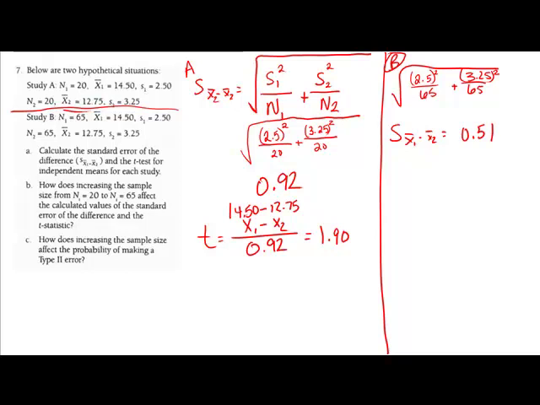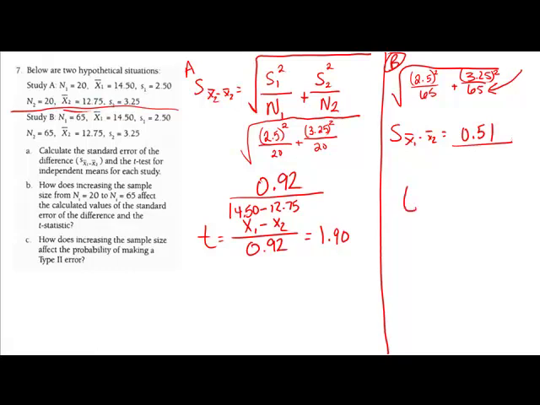So what happened? The only thing that's different between study A and study B are the sample sizes. N1 is 20 in study A; N1 in study B is 65. So we've increased our sample size by 45. Larger sample size in the denominator made these fractions smaller, right? You increase the size of the denominator, the value of the fraction decreases, so our standard error also decreased, went from 0.92 to 0.51.